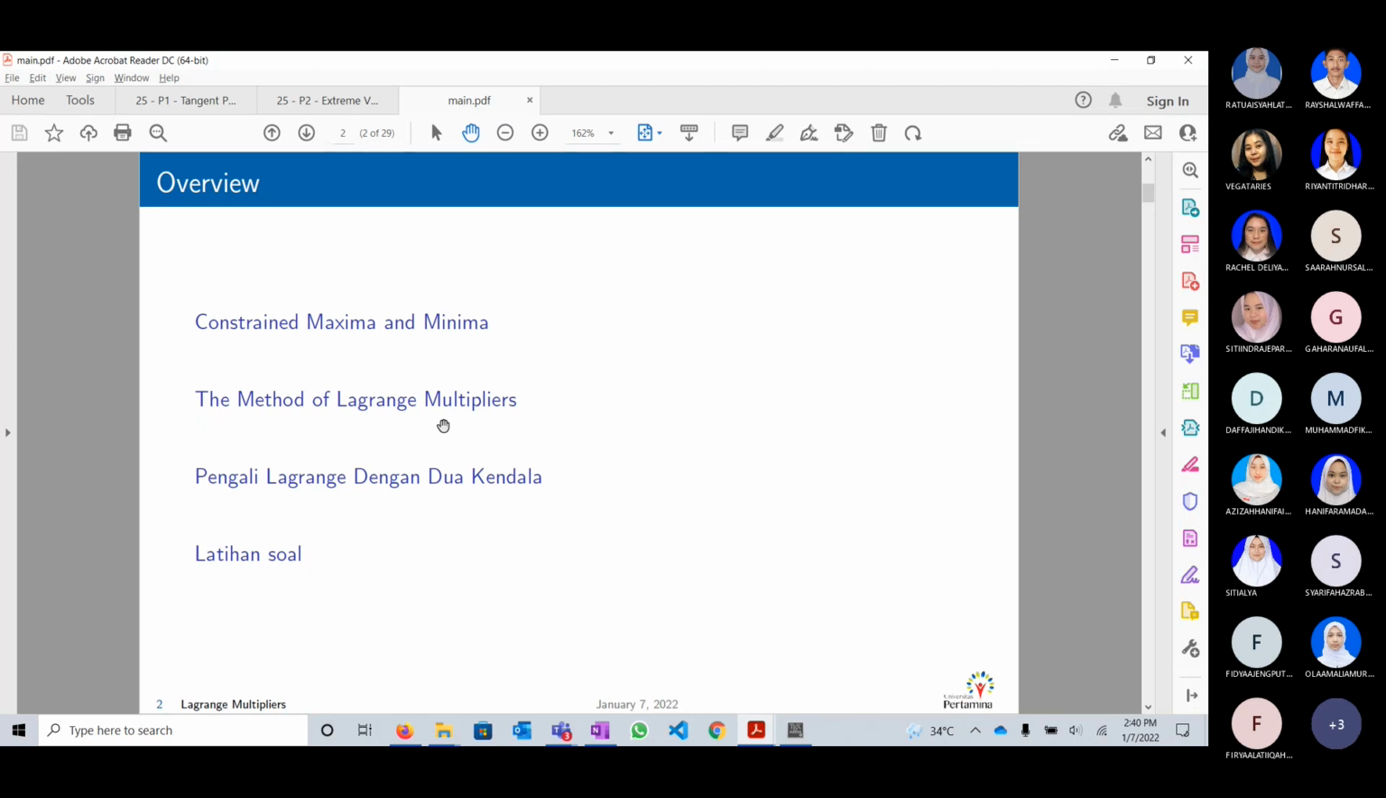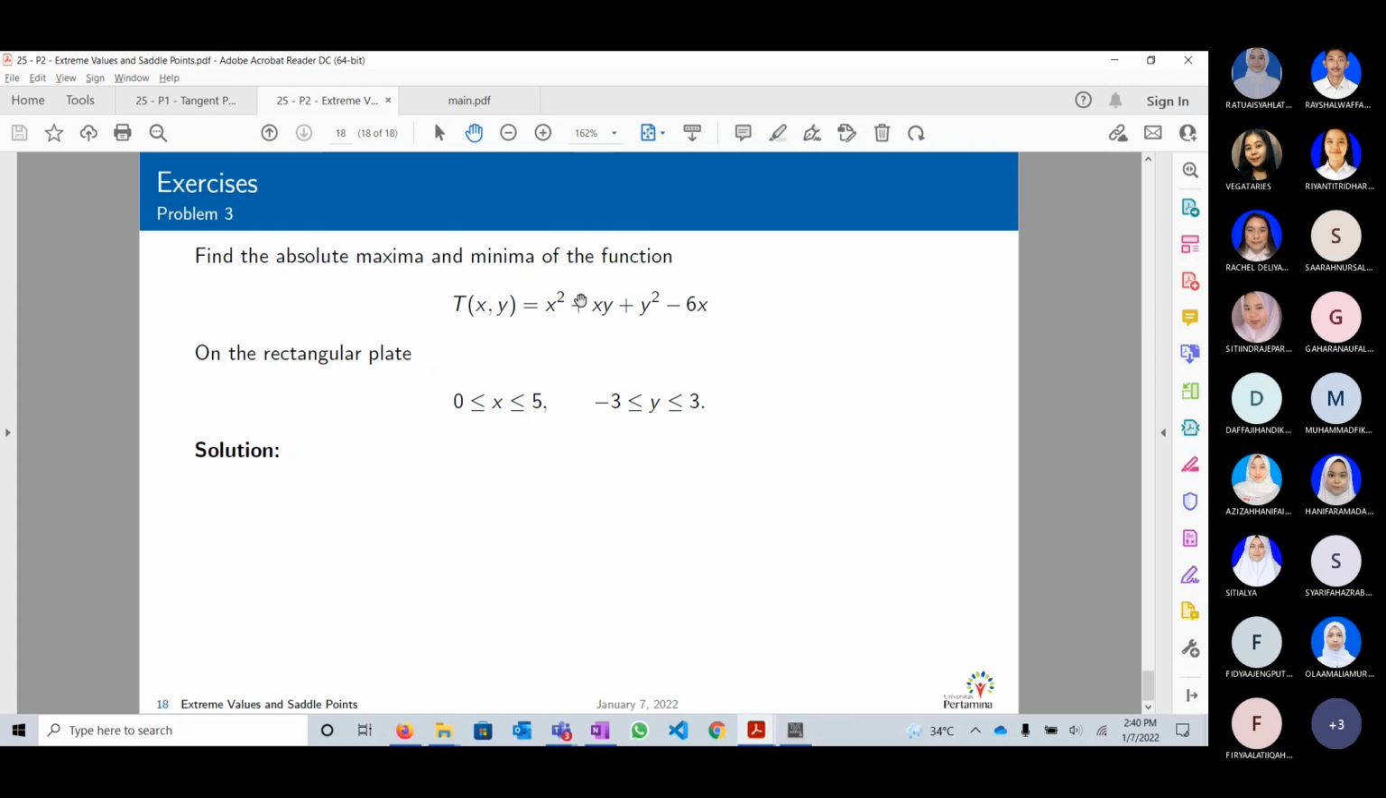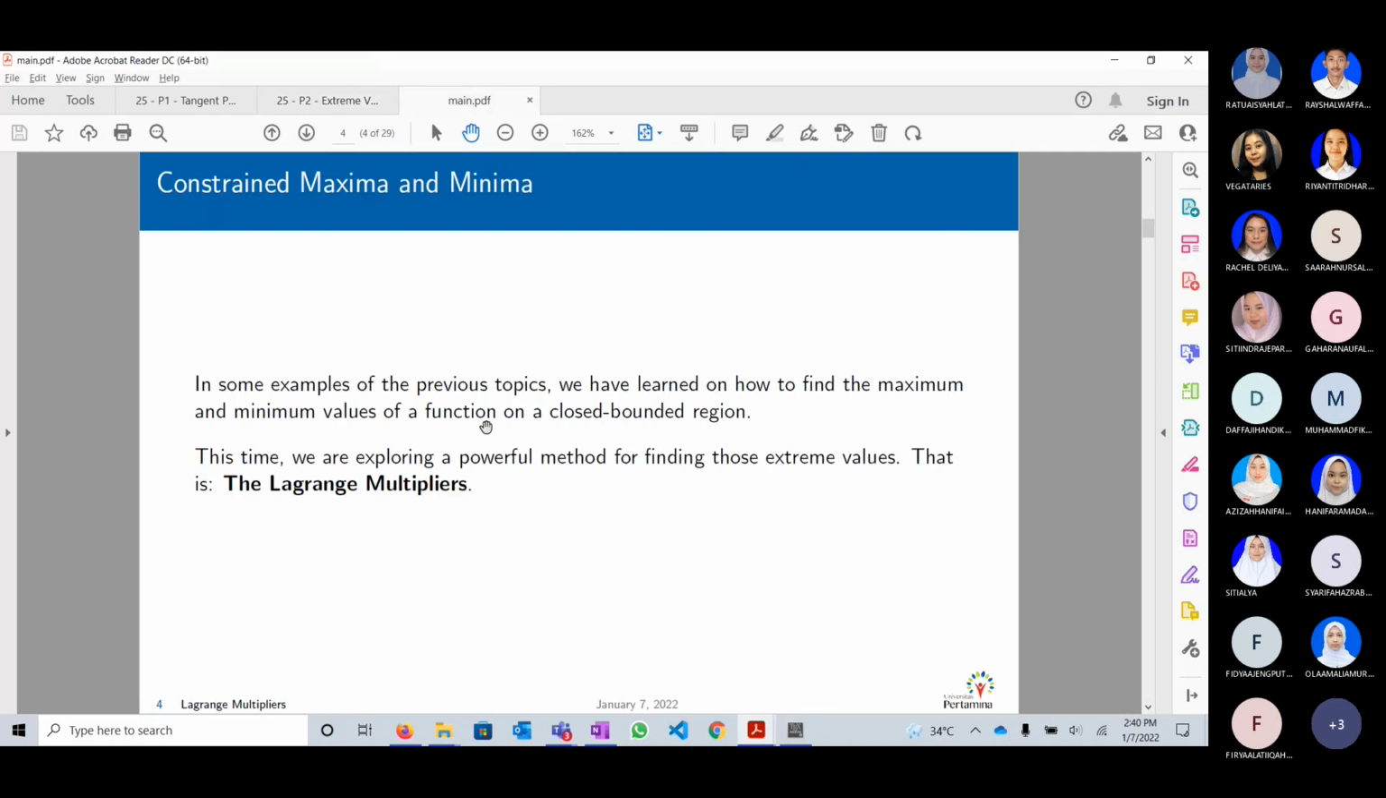First, we will learn about constraint maxima and minima, which actually we have learned before. In this case, we want to find maxima and minima that is constrained on this rectangular plate. So we will learn about that with Lagrange multiplier.